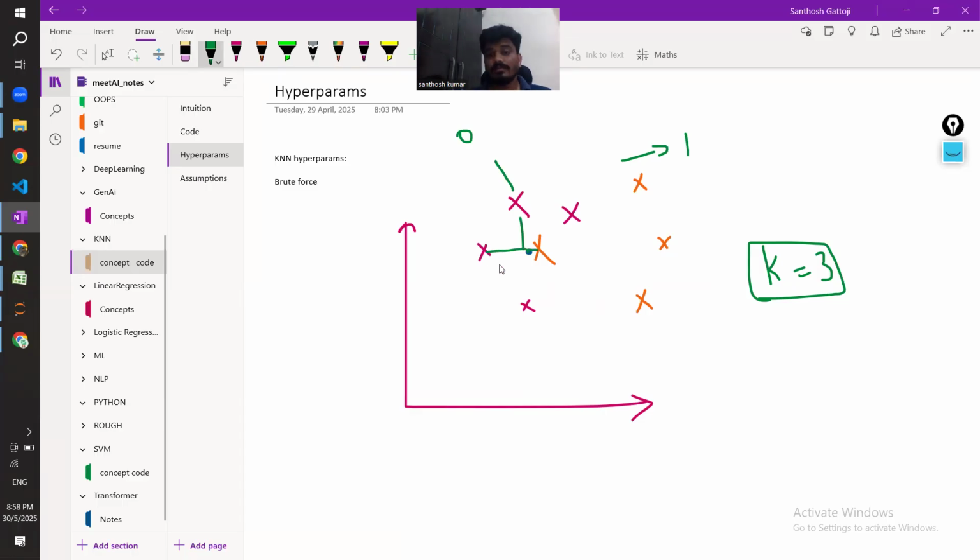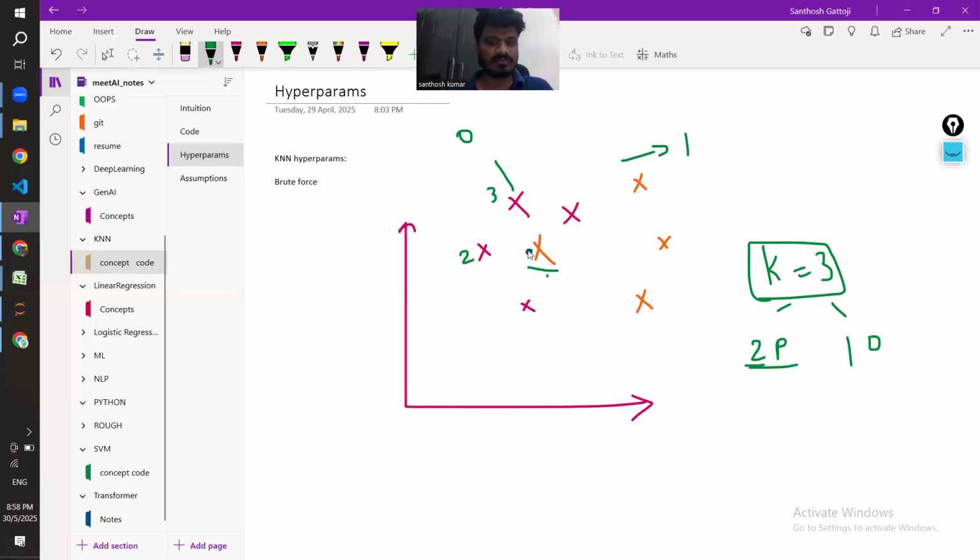That is logical. But if you think about it, it is very, very close to this point. For k equal to 3, this is one nearest point, this is the second nearest point, this is the third nearest point. That is fine. But even though in k equal to 3 you're having only 2 pinks and 1 orange, that's why you're saying this will belong to the pink color. Correct, that is fine.